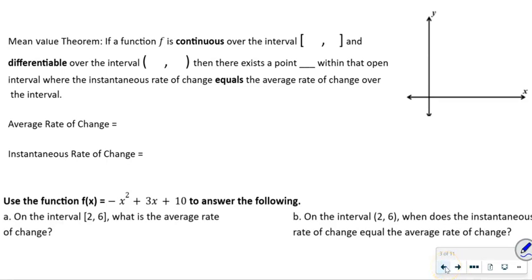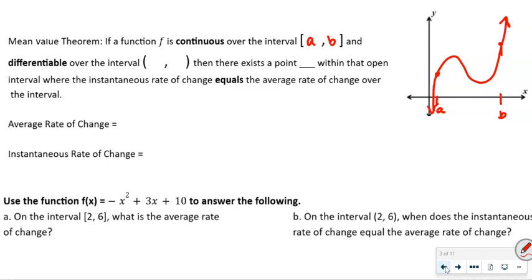So the mean value theorem says if a function f is continuous, well, that means that it looks like this, okay? That there's no holes in it, there's no jumps in it. It's just a continuous function over an interval. And we're going to talk about the interval a, b here. And those brackets mean it's a closed interval. So we're going to talk about a point A here and a point, we'll say B over here, okay? So that's the interval that we're talking about.